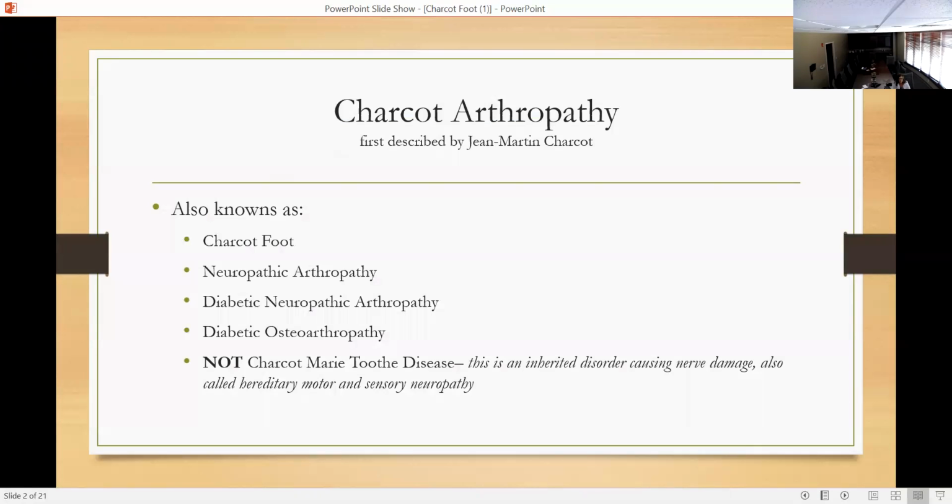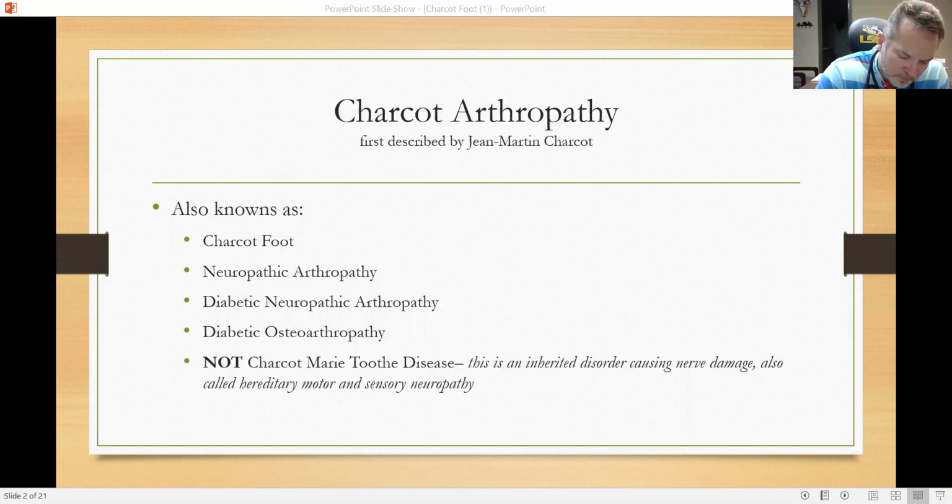So Charcot Arthropathy, people refer to it as Charcot Foot or just Charcot. It also can be referred to as neuropathic arthropathy, diabetic neuropathic arthropathy, or diabetic osteoarthropathy. It's not Charcot-Marie-Tooth disease. That's a separate disease, an inherited disorder causing nerve damage, also called hereditary motor and sensory neuropathy. So it's completely separate. Next slide.